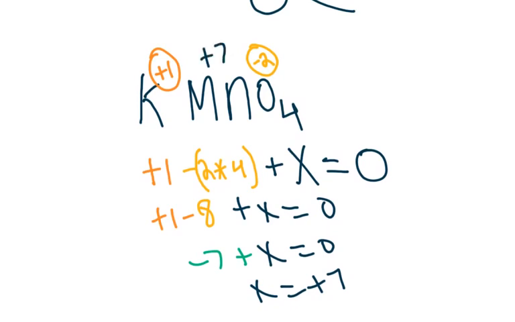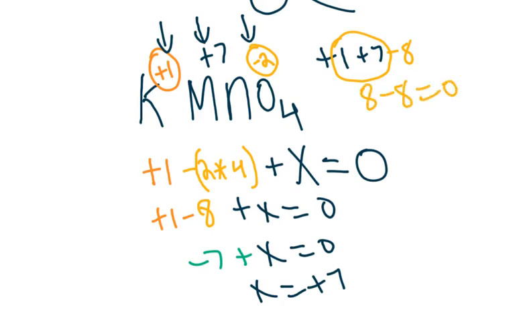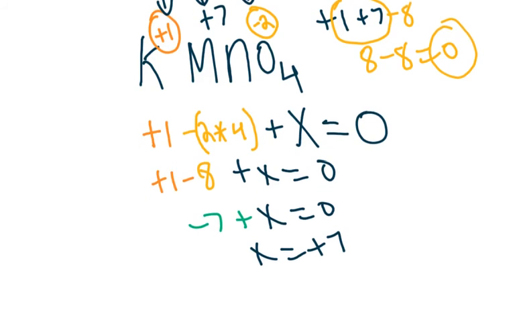Now you can check this by actually adding each one up and seeing if it equals 0. So +1 plus 7 minus 2, but this is -2 times 4, which is -8. So +1 plus 7 is 8. We're going to write 8 here, and then 8 minus 8 is 0. So we're good. We have successfully assigned oxidation numbers to potassium permanganate. Now let's look at one more example, and that example is going to have a net charge on it, so we have to be careful for that.